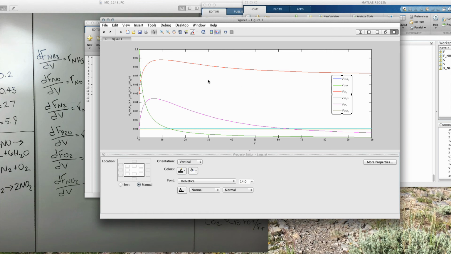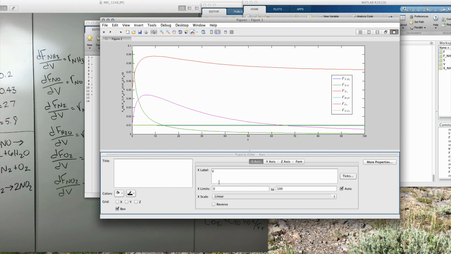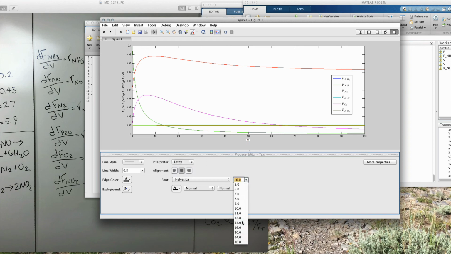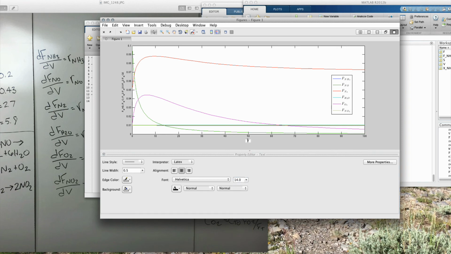And then going back to the plot, on the x-axis, I'm pretty happy with the spacing. I want to mess with this. I want this font to look the same as these. So I'm going to change this to LaTeX and make this like 14. And just need to add these.